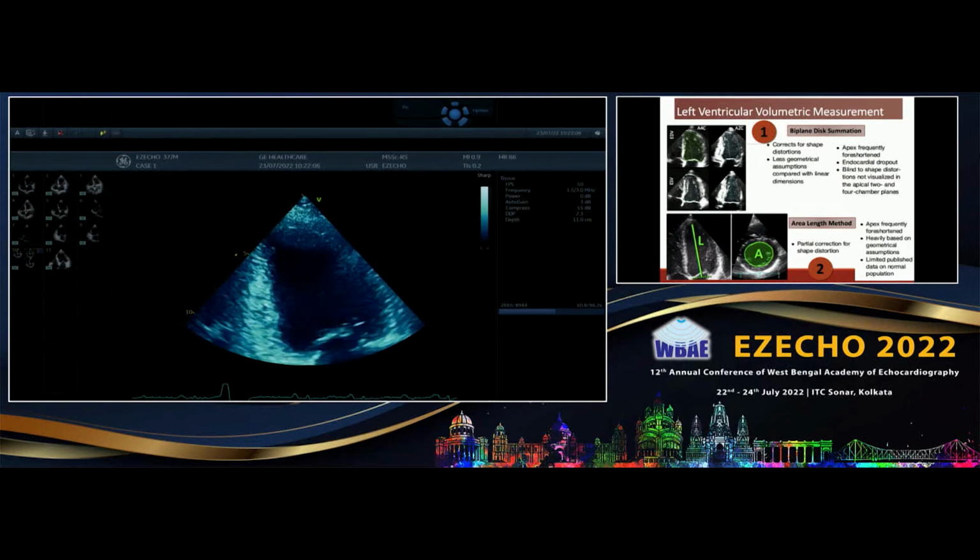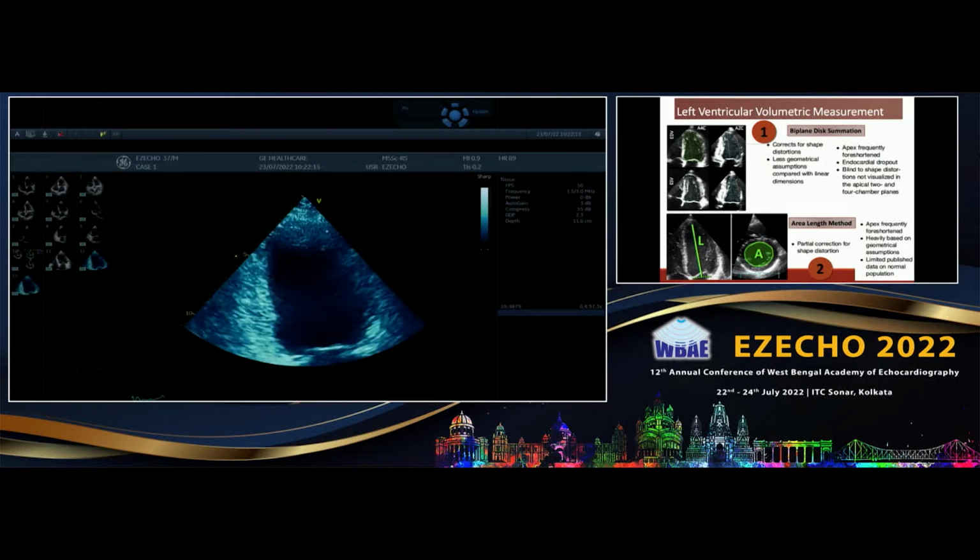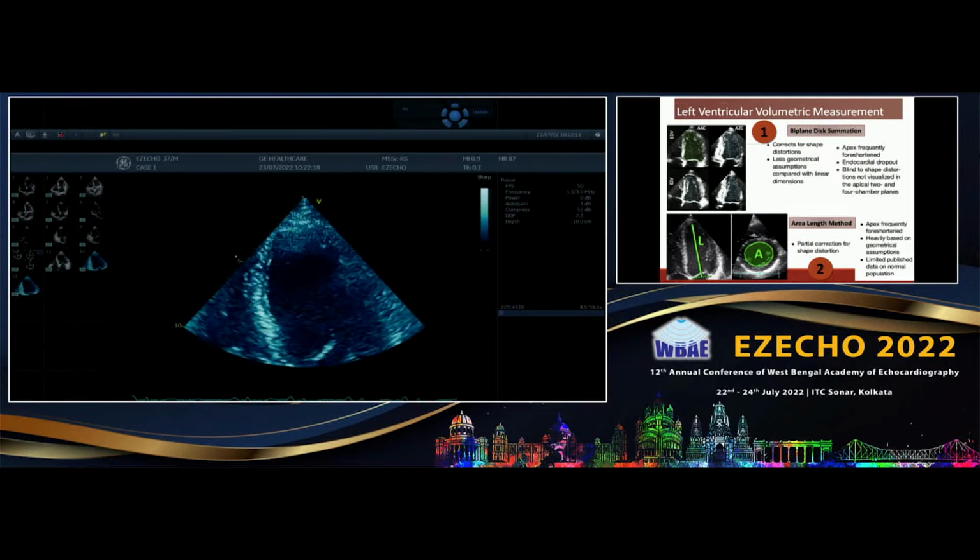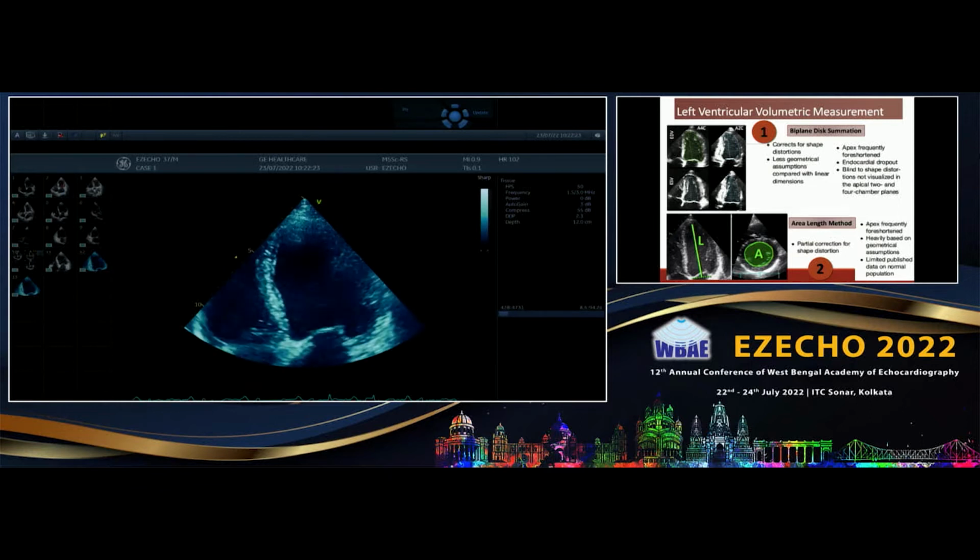Unless you see an endocardial delineation, please do not calculate the volumes or even look for regional wall motion abnormality. Otherwise, you will be wrong because you will be seeing the epicardium. So we'll store this. Can we store this, because we have got a good 4 chamber now.